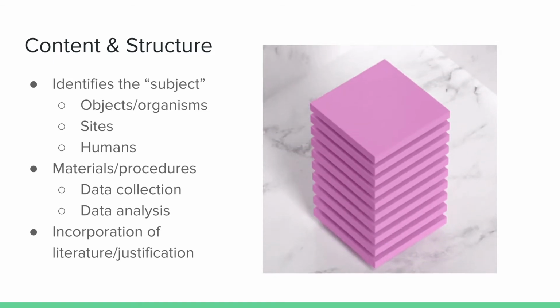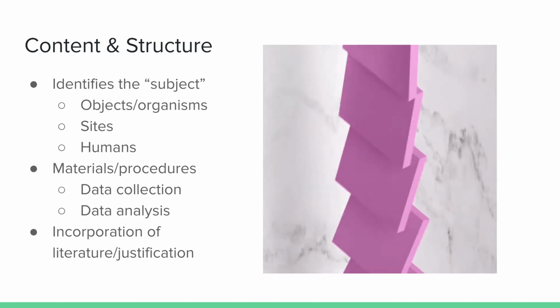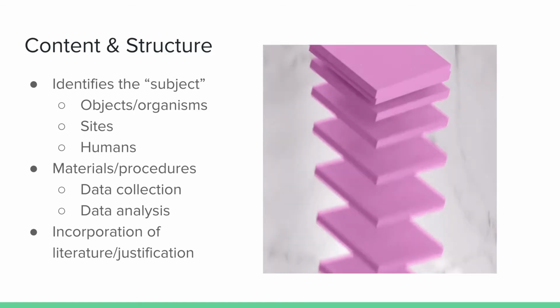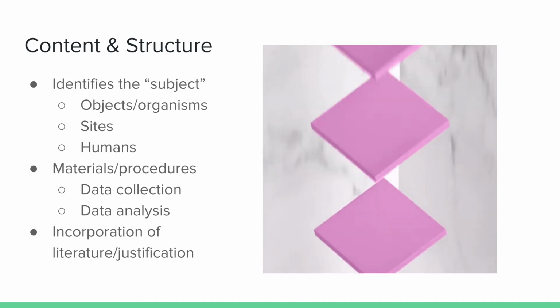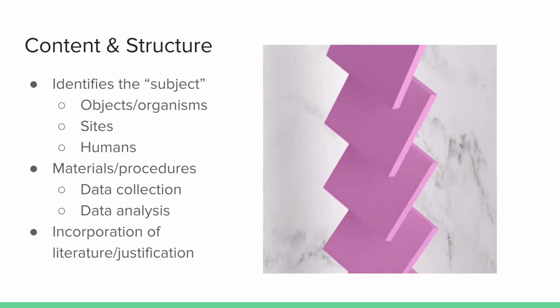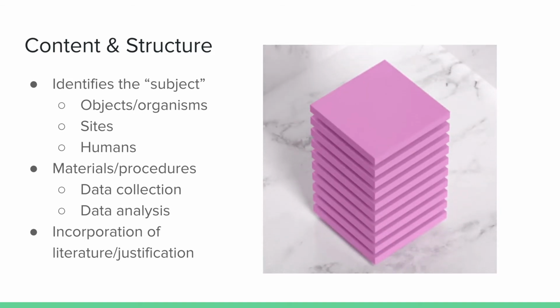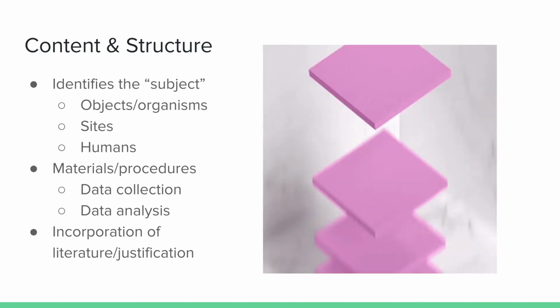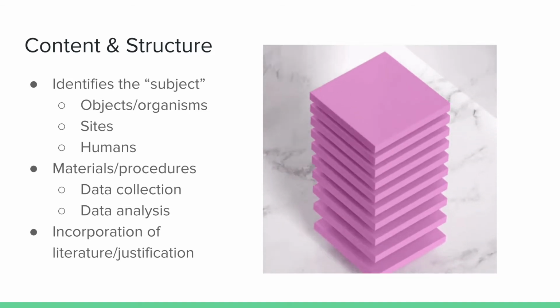In terms of content, the first step is to identify your subject. What are the objects of study? Are they things or organisms? Are they people? Are they locations? What's their deal? Tell me about them. Describe them. Tell me how many and in what context. Why these sites, people, or things? What's important about them? Now this gets to that justification aspect of the RFP method section.